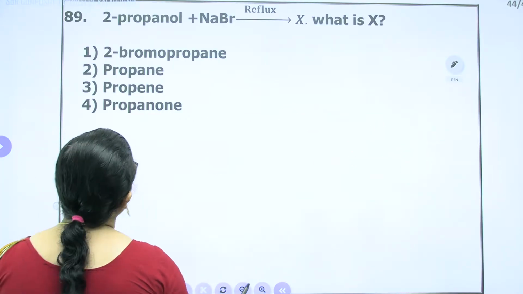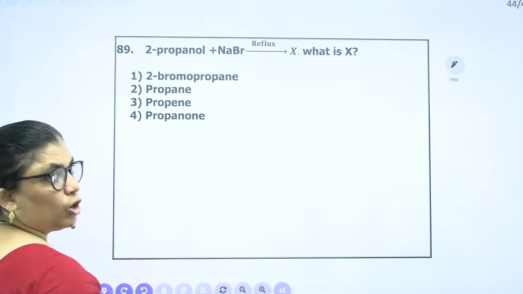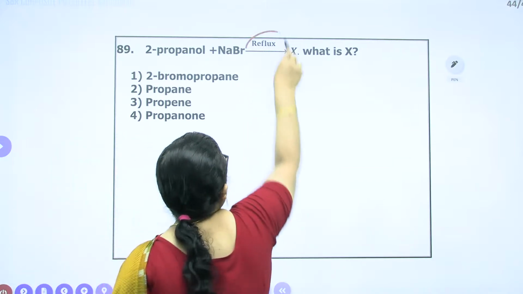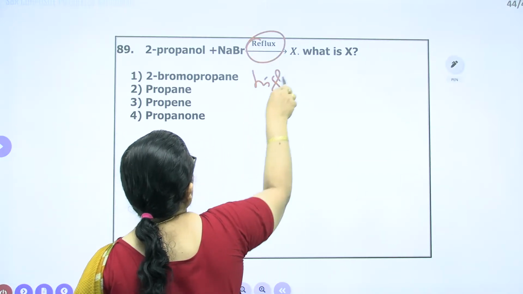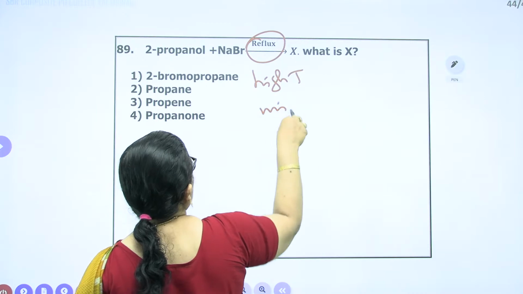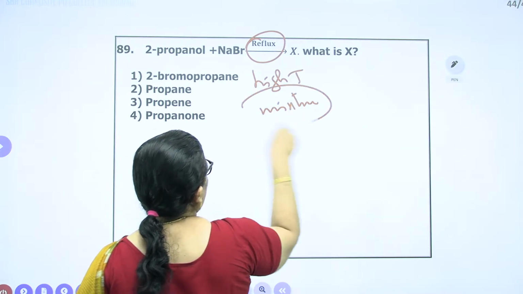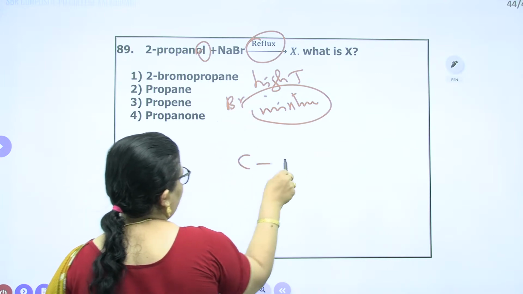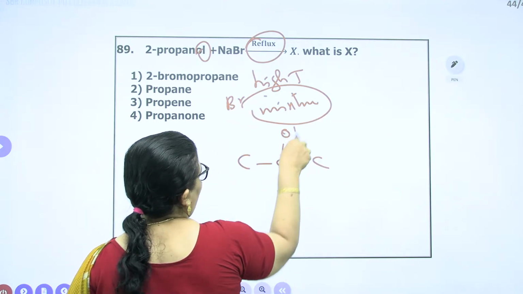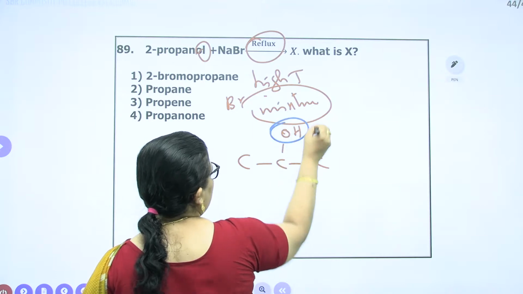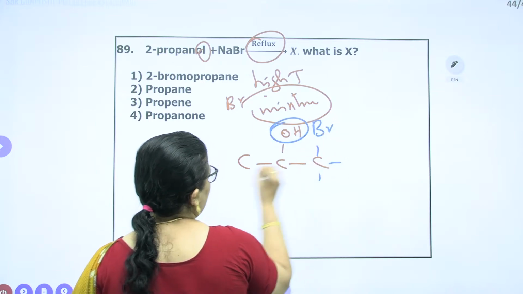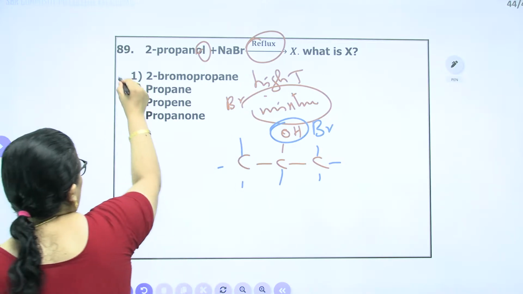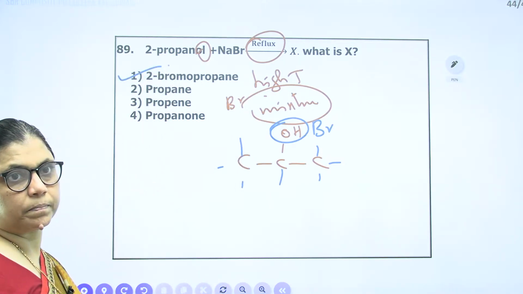Next, question number 89. 2-propanol with NaBr, reflux. We are going to heat at high temperature; the mixture must be heated. That's why OH is replaced by Br. We have 3 carbon atoms, and this OH must be replaced by Br. We'll get 2-bromopropane. The correct answer is the first one.